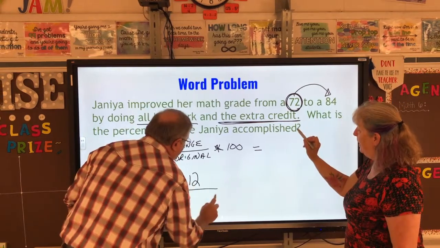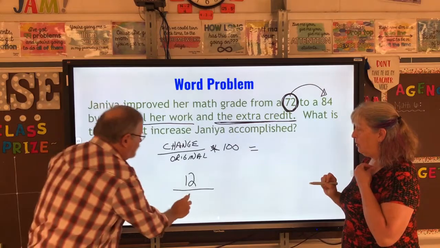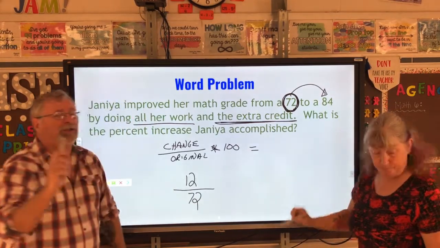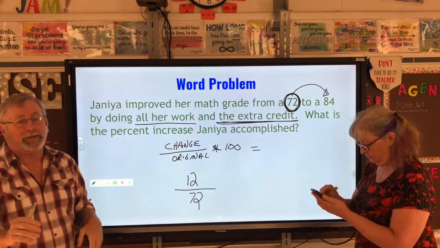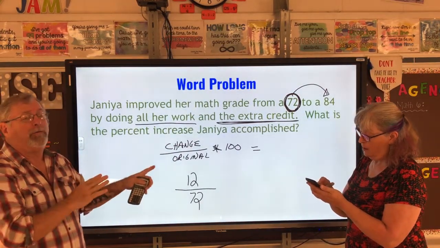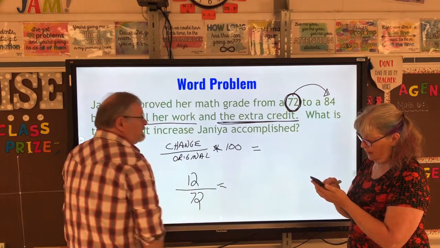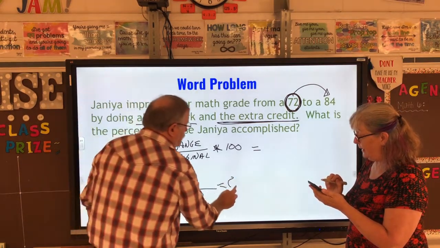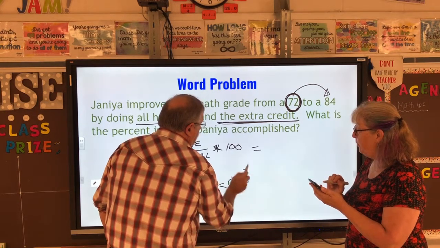And then you divide it by the original number, which was her 72. That's what she started with. She started out with a 72 and went to an 84. We know the change is 12, and we're going to put that over the original number, 72. And we're going to find out that that equals 0.16 repeating. But we're not done.